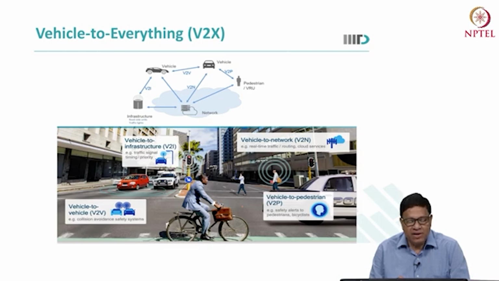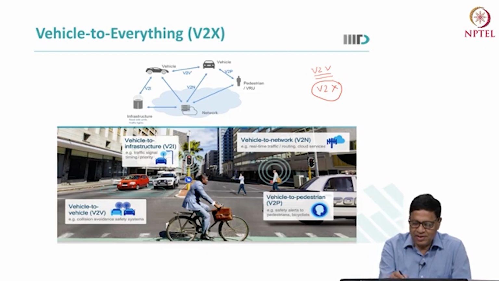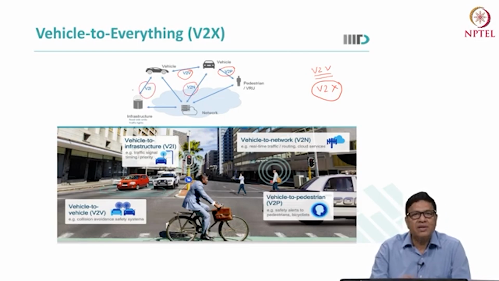So vehicle to vehicle communication is not limited to V2V now. The recent standards define this as V2X, where the X could be a vehicle, a pedestrian, the network, or infrastructure. So V2X basically is vehicle to pedestrian, vehicle to network, or vehicle to infrastructure, which would be a traffic light or the road light, or any kind of infrastructure.